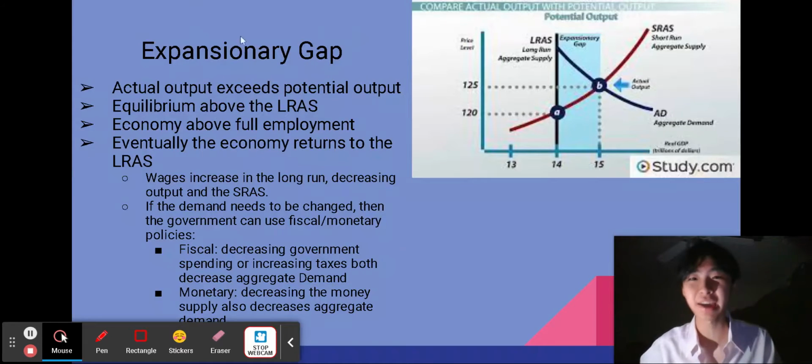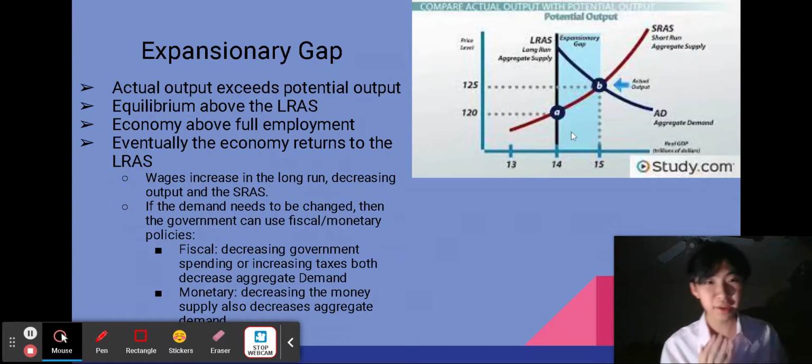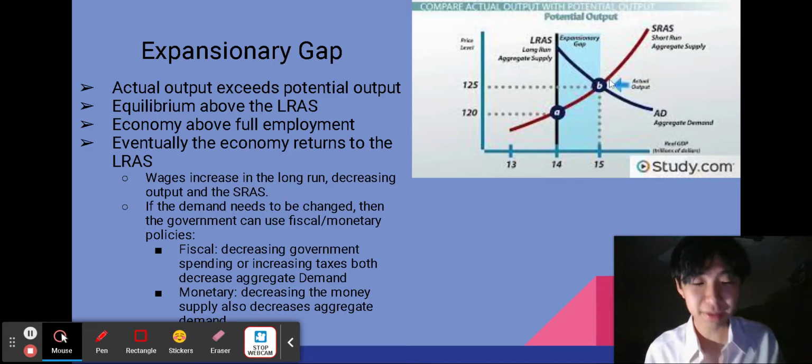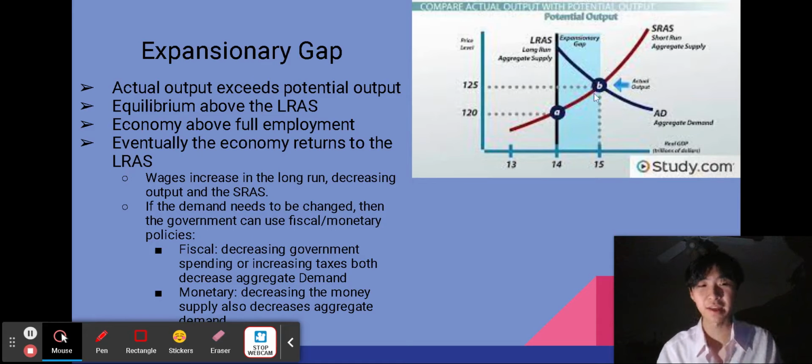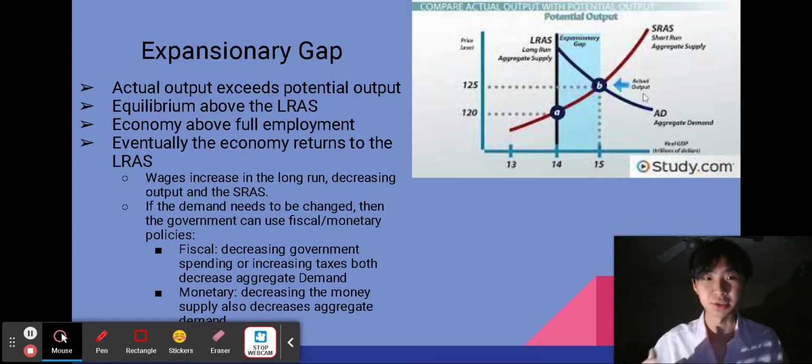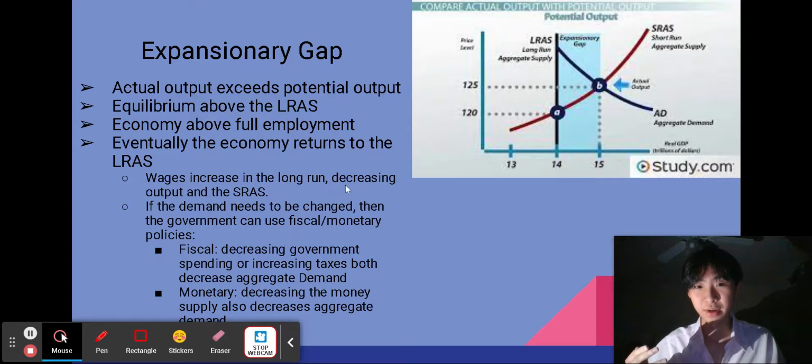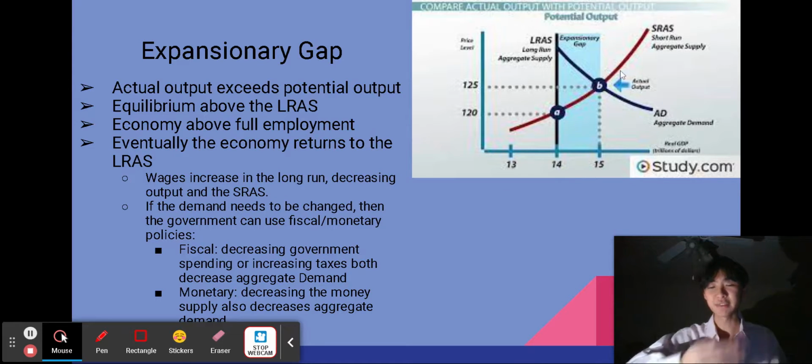Next is expansionary gap. This is when the equilibrium exceeds the long run aggregate supply, which means they're demanding more than they can actually supply, and they're supplying more essentially, but they need to return back to the long run aggregate supply. So this means the economy is above full employment, and when that happens, everyone has a job, right? So they're going to want the best job possible. So wages are actually going to increase in the long run. However, when this happens, since the wages have increased, they cannot produce as much output, and therefore the short run aggregate supply actually shifts to the left, right here.